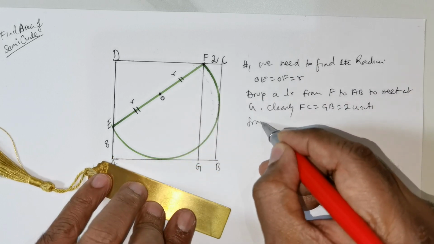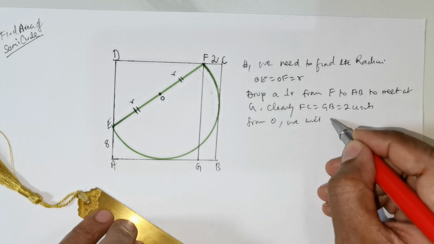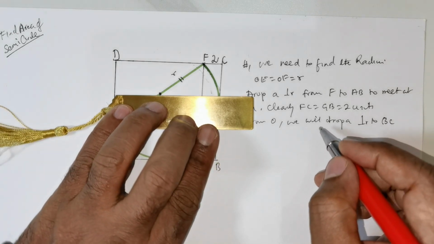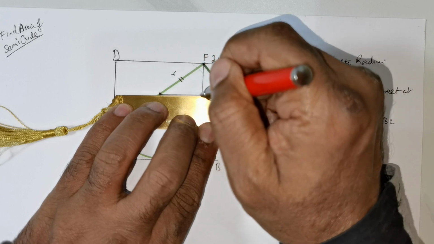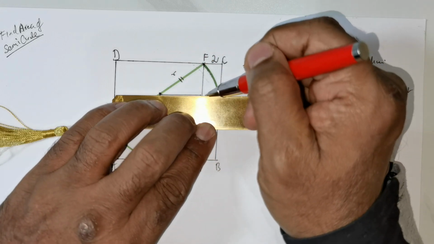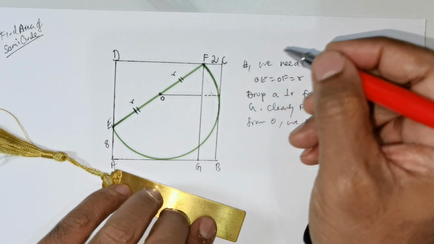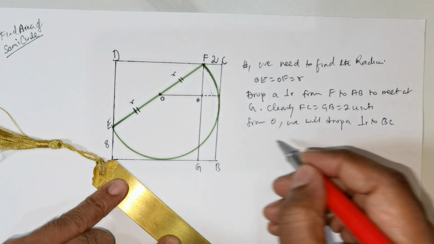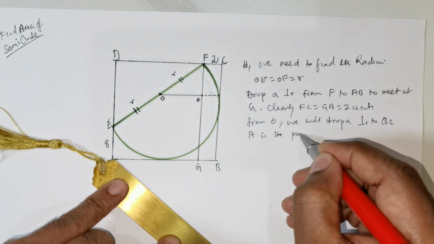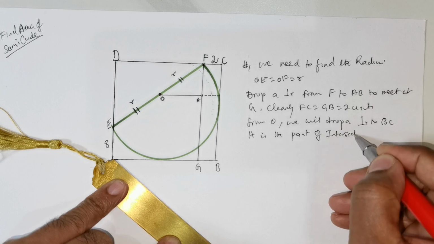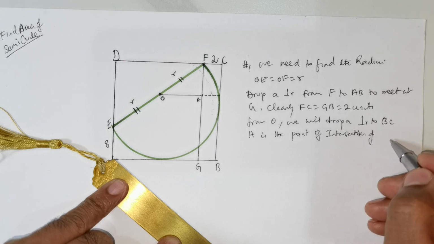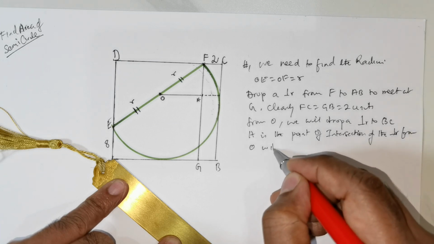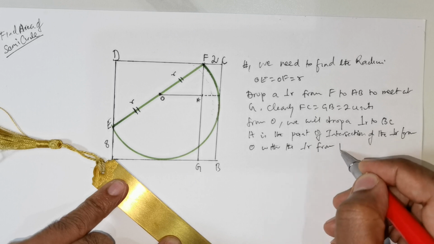Now from O we will drop a perpendicular to BC. So from O I'm dropping a perpendicular. Well, I said BC, I'm just keeping it as a dotted line to BC. Now clearly I will name this point as H. H is the point of intersection of the perpendicular from O with the perpendicular from F.